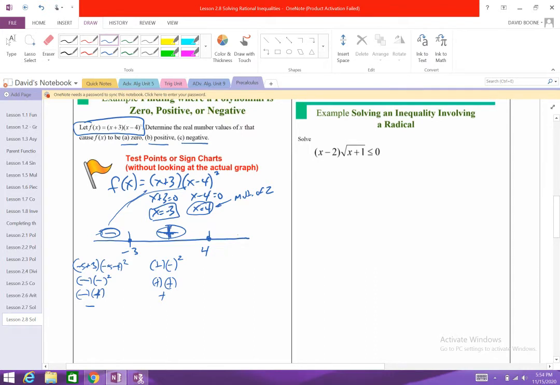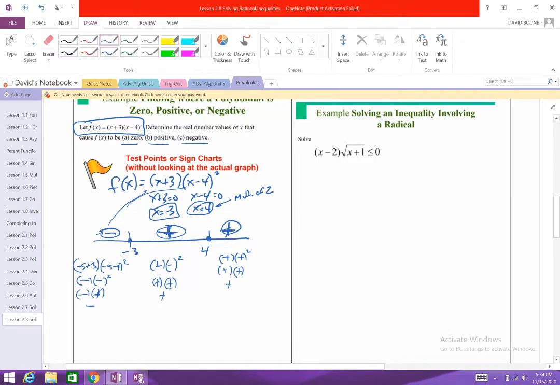Let's try this area on the other side of 4. Let's just pick a number like, say, 5. So if I do that, 5 plus 3 is 8. That's a positive number. 5 minus 4 is 1. That's a positive number, and I square that. If I square a positive number, I'm always going to get positive. Positive times a positive is a positive. So I know that every number in this area is positive.